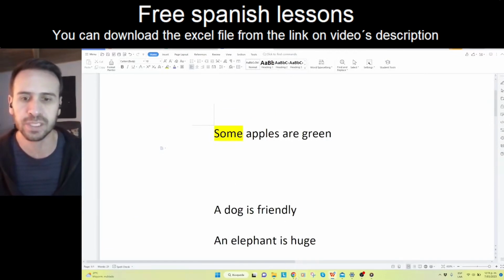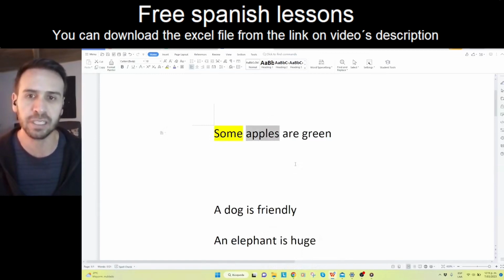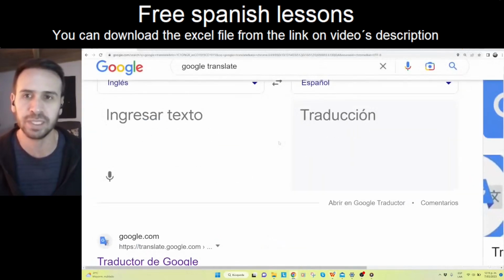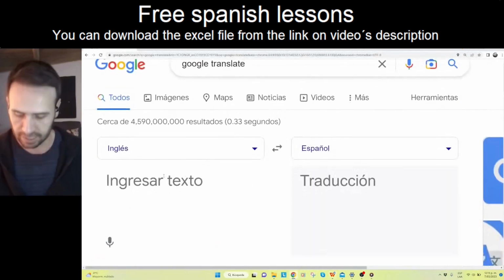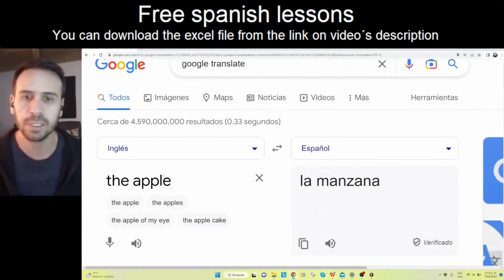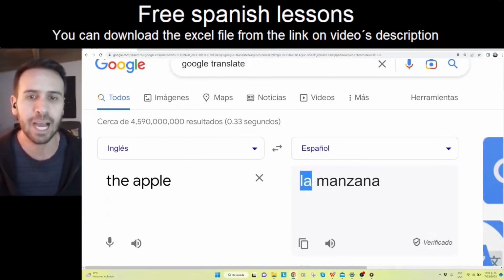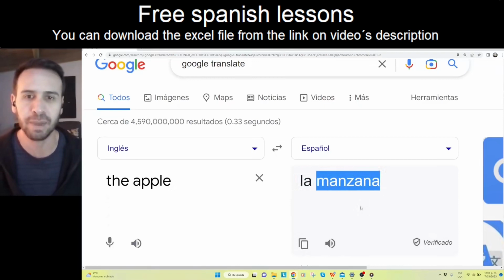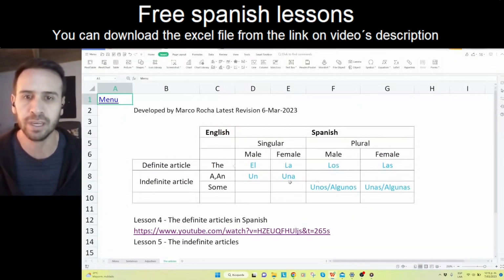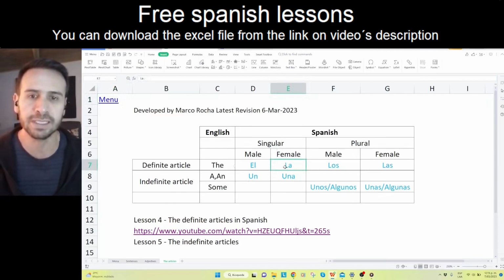we should go to Google Translate and find out which is the gender that we use for the noun apple in Spanish, as we did in last lesson. So let's write down the apple and we have la manzana. Then we know that this noun is female. So let's go here. La, female for singular. So in this case, the plural would be unas o algunas.